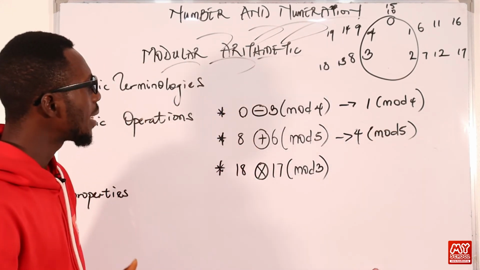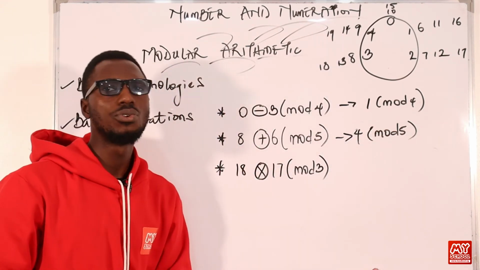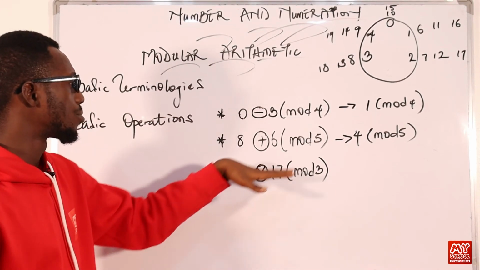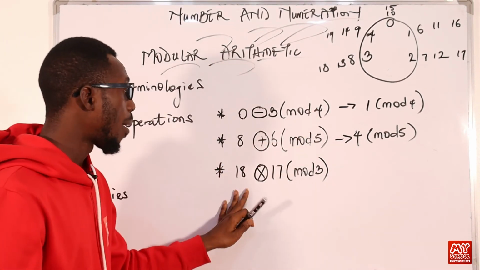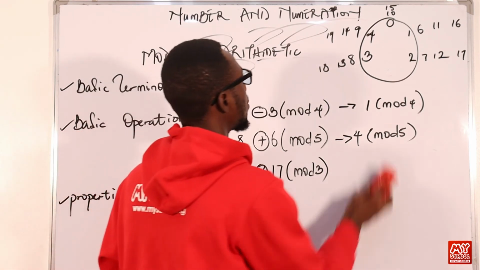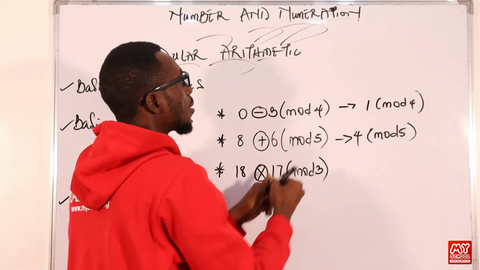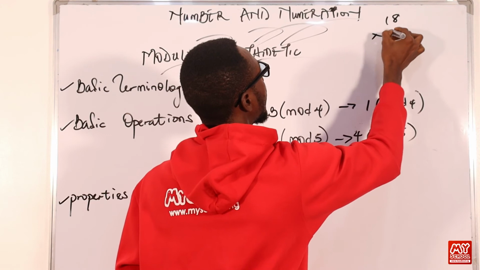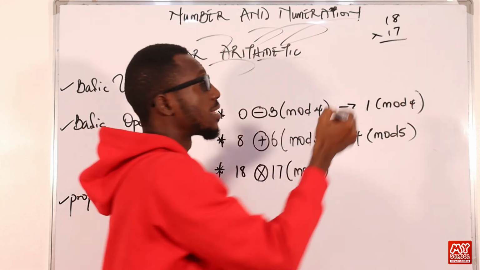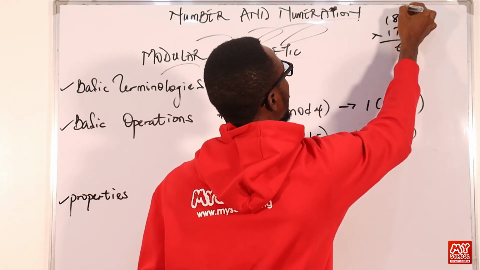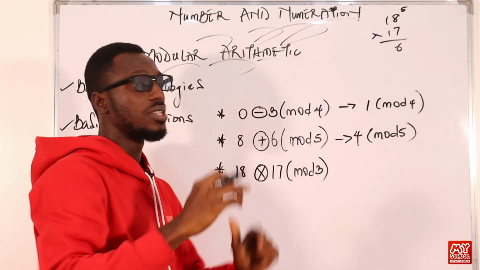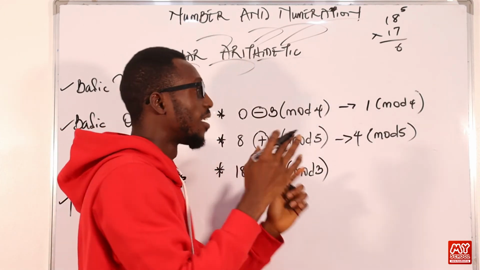So what about 18 times 17 in modulo 5? You know, I can decide to use my normal multiplication. Okay, let's do that. 18 times 17, very quickly. 7 times 8, that is 56. I write 6, I lift 1. Remember, if you have your calculator, you can punch it and skip through this method.